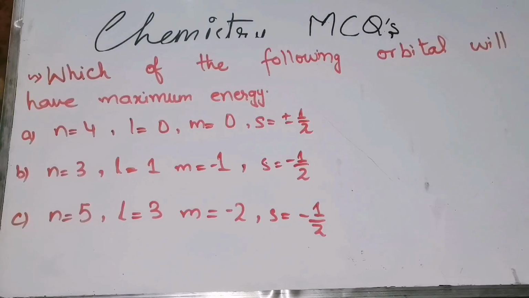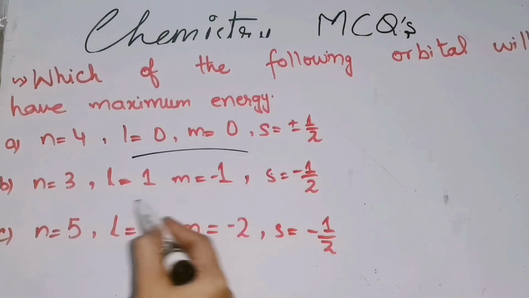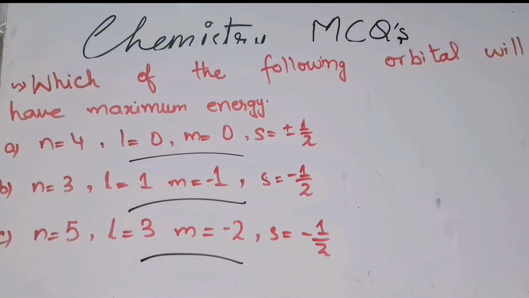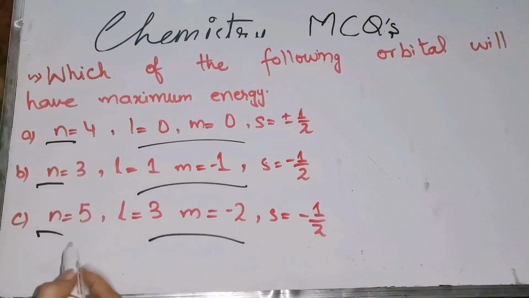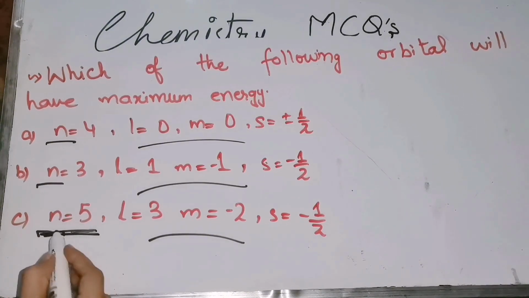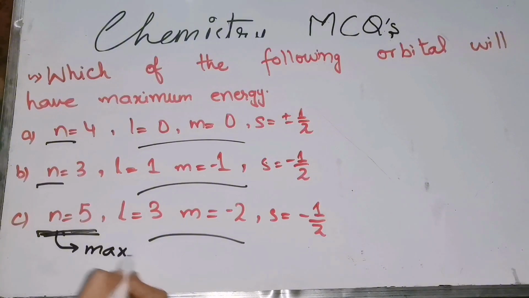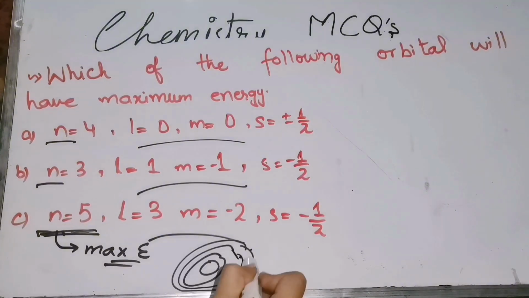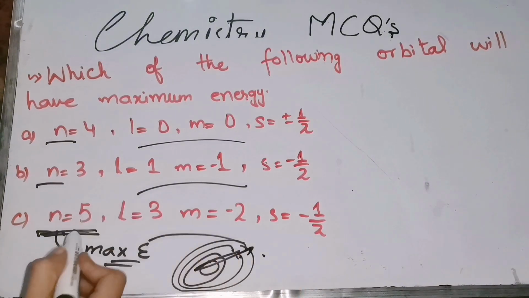Which of the following orbitals will have maximum energy? In this case, there is no need to look at any of these, just see the value of n. The higher the value of n, the more energy it will have. So here, which n has the highest value? It is n equal to 5. So it means that this will have maximum energy, because the further the shell is from the nucleus, the more energy it has. So n equal to 5 will have maximum energy.